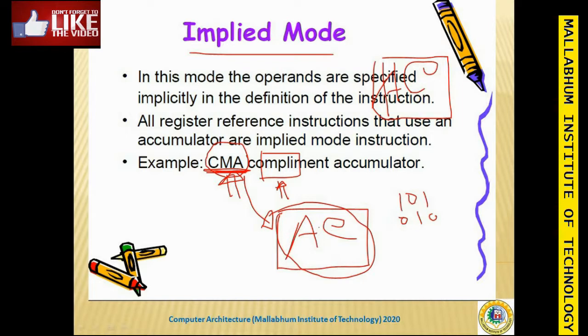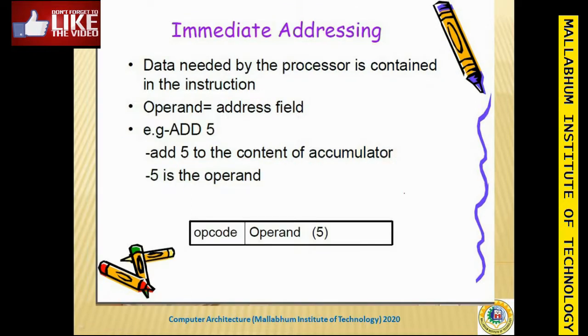So that is the function of this implied mode of addressing. The foremost criterion for the implied mode of addressing is that no operand is specified in this mode. Only the opcode is specified and all of the operation is performed on the accumulator. That is the implied mode of addressing.